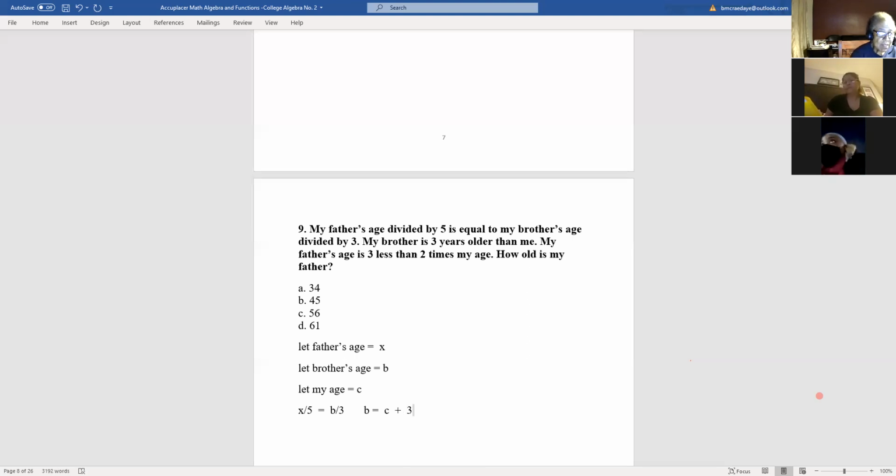What about your father's age? Your father's age X is equal to what? 3 less than 2 times your age. So 3 less is subtracting. Your age is C, so your father's age X equals 2C minus 3.